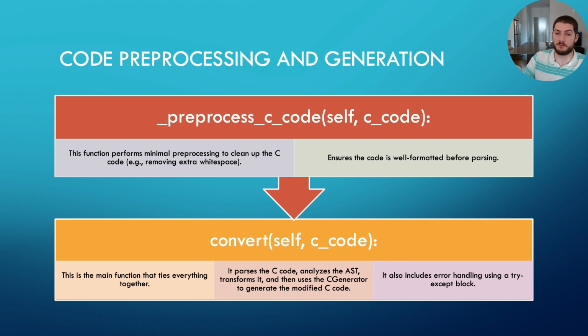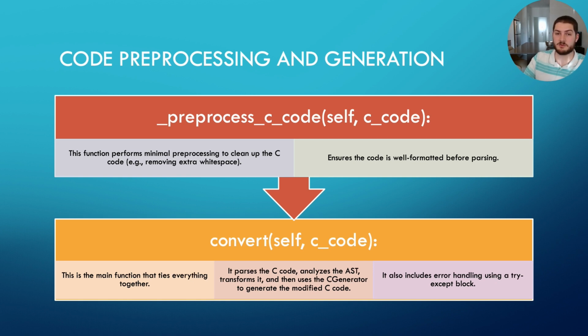The preprocess C code function plays a role in preparing the input C code for parsing. However, it's important to note that this function performs only minimal preprocessing. Its primary focus is on cleaning up the code by addressing formatting inconsistencies, such as removing extraneous white spaces. Cleanup helps to ensure that the code adheres to a consistent format, which can simplify the subsequent parsing stages. By ensuring the code is well formatted, it helps improve the robustness of our program.